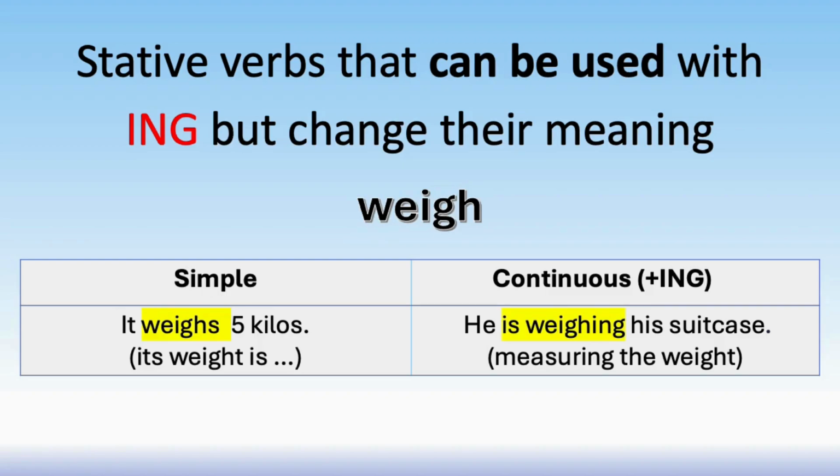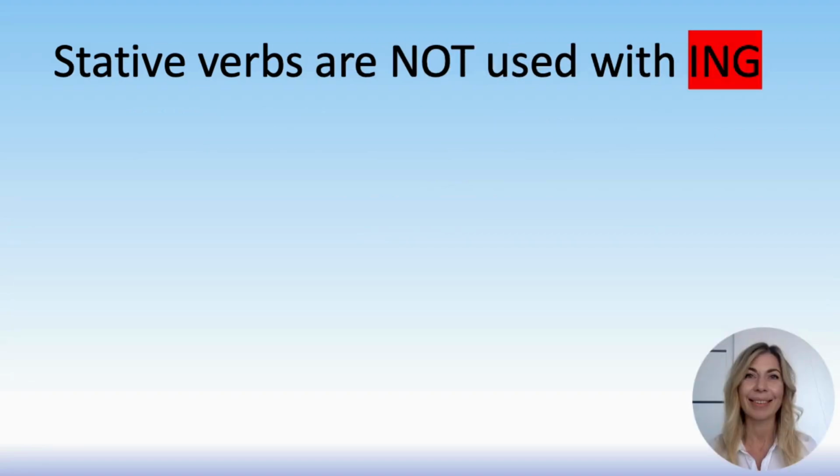And if we're talking about an action, he's weighing his suitcase to see if, maybe, it doesn't exceed the limit. It means he's measuring the weight. So it's an action in this case. So that's all for now. And to wrap it up, I'd like to say that stative verbs are never used with ing. But when some of them are used with ing, they just change the meaning.